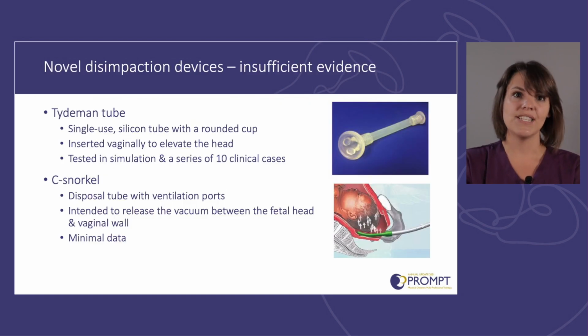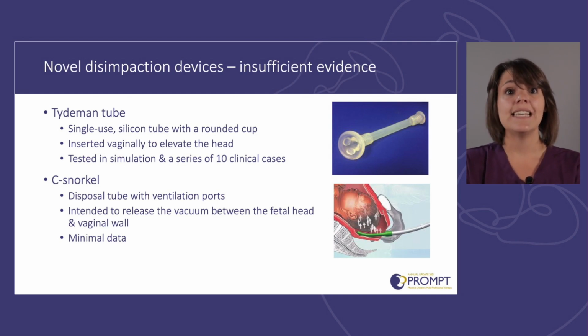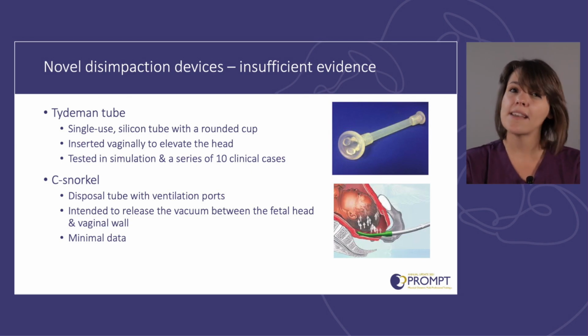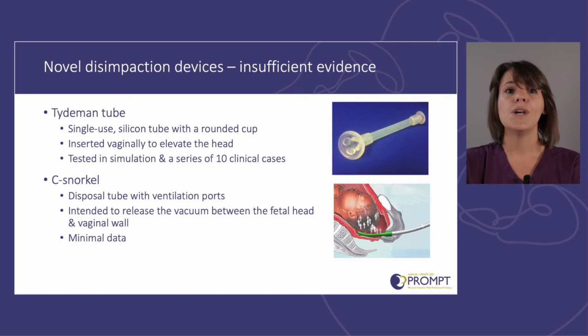So, novel disimpaction devices. These include the Tiedemann tube, which is a single-use silicone tube with a rounded cup, which is inserted vaginally to elevate the head. It's been tested in simulation and in a series of 10 clinical cases, but there's currently insufficient evidence for its use. There's also the C-Snorkel, which is a disposable tube with ventilation ports intended to release the vacuum between the fetal head and vaginal wall, but again, there's minimal data for its use at present.